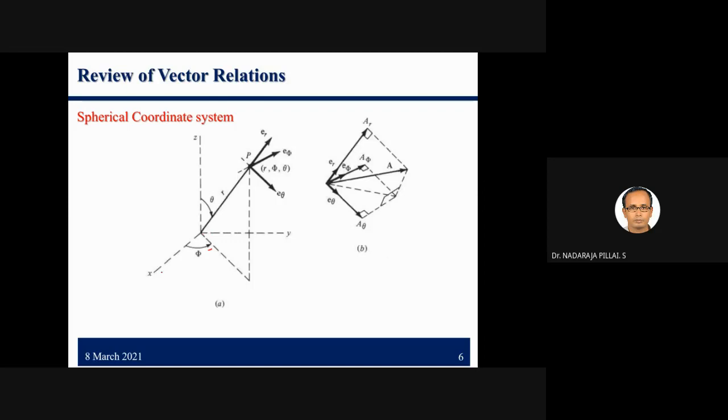So x can be represented by r sin theta and cos phi. Similarly, y can be represented by r sin theta and sin phi. And how about z? z is directly r cos theta. So P is the point which can be represented by r, comma, theta, comma, phi.